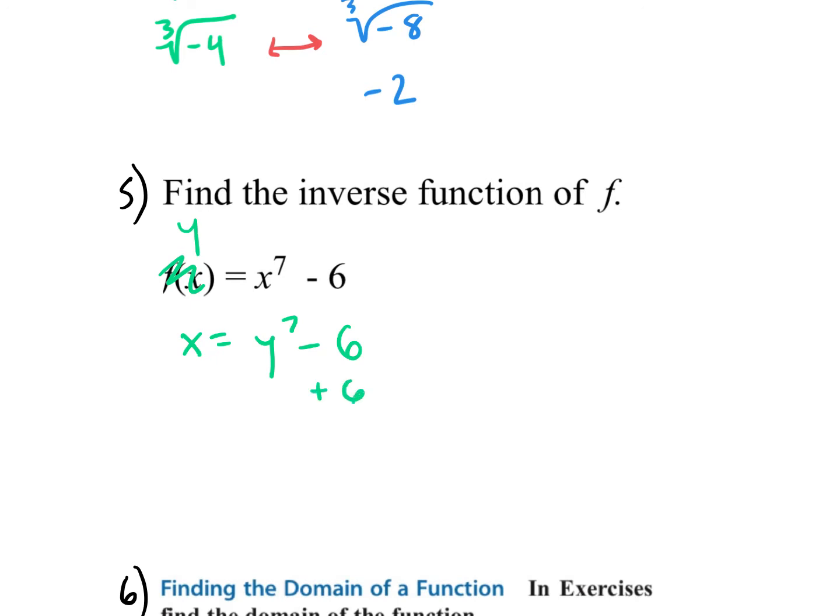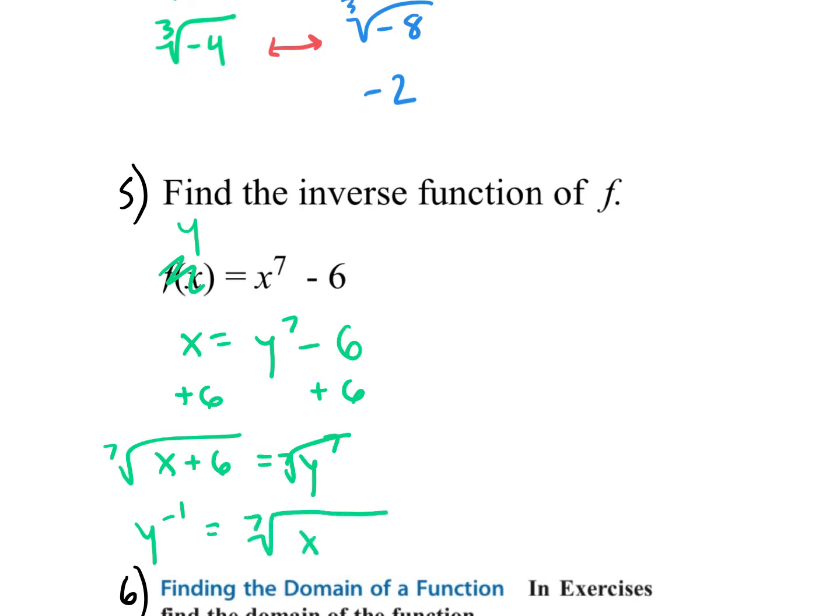Add 6. So x plus 6 is equal to y to the 7th power. And then I'm just going to take the 7th root of both sides to get rid of that 7th power. So I have my inverse is equal to the 7th root of x plus 6.